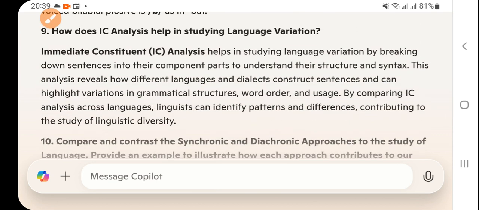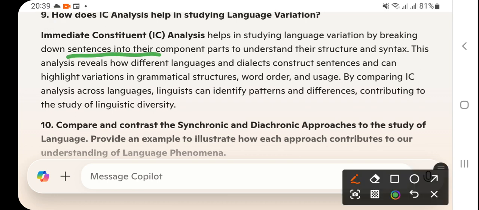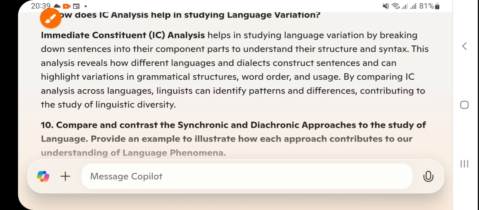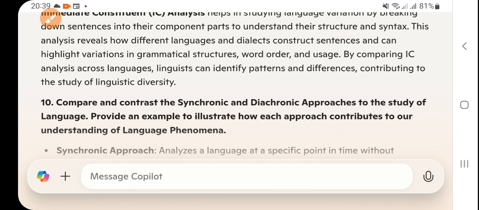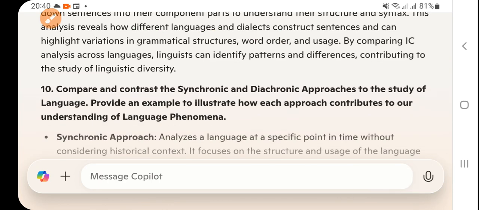Okay, next question. How does IC analysis help in studying language variation? Immediate constituent analysis helps in studying language variation by breaking sentences down into their component parts, to understand their structure and syntax. This analysis reveals how different languages and dialects construct sentences, and can highlight variations in grammatical structure, word order and usage.